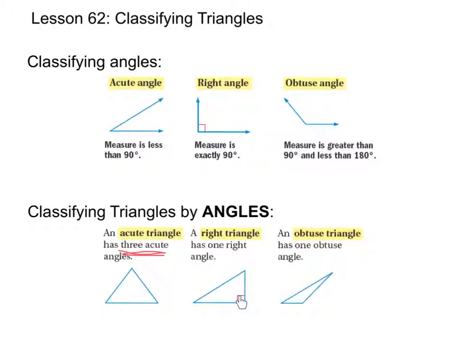A right triangle then has one right angle. All the angles in a triangle add up to 180 degrees, so that's why we can only have one right angle. Usually the other two will be acute. We call this a right triangle because it has one 90-degree angle.